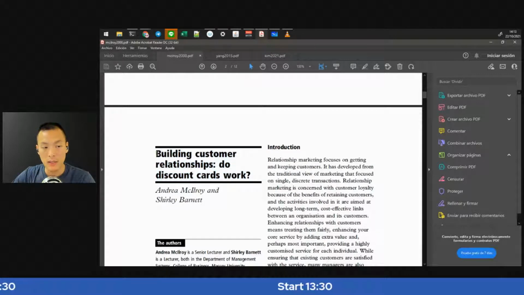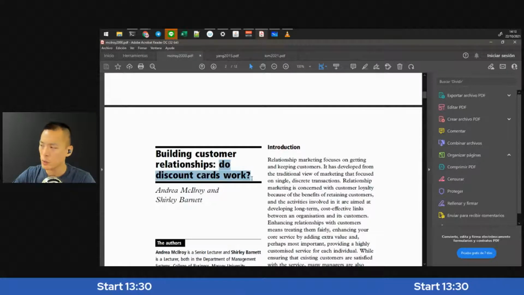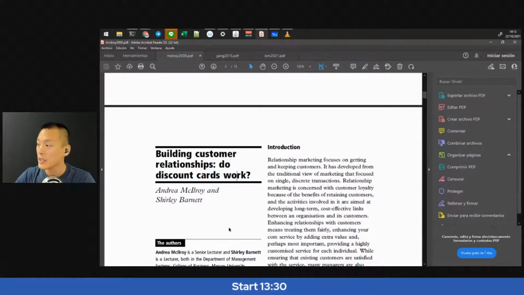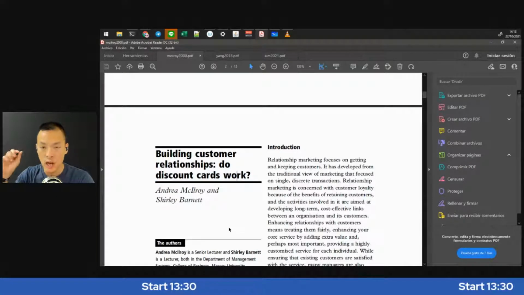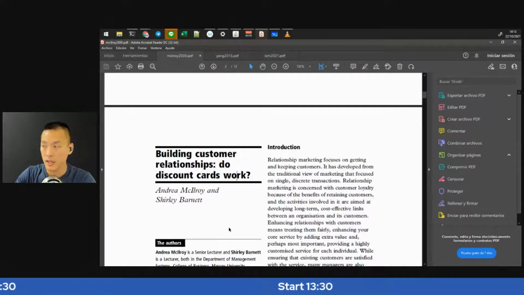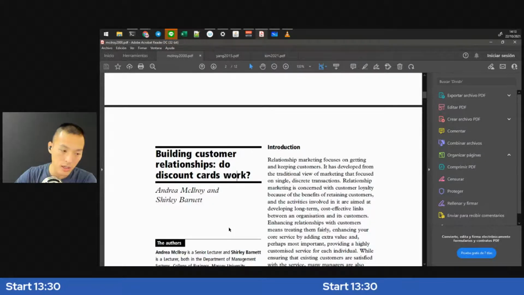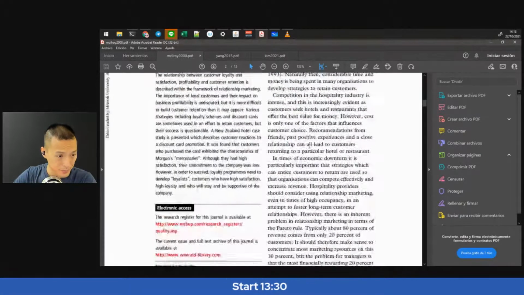But this one immediately puts you on your seat because it says, hey, do discount cards work? Do we really know that it works? Right? So this is at the fundamental level. It challenges your core concept that giving out discounts always makes your business better in the long run. This one just says, hey, I don't think it will work. So let's see how they do it.